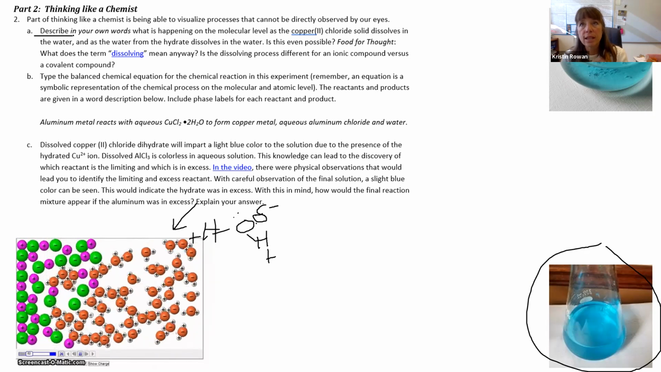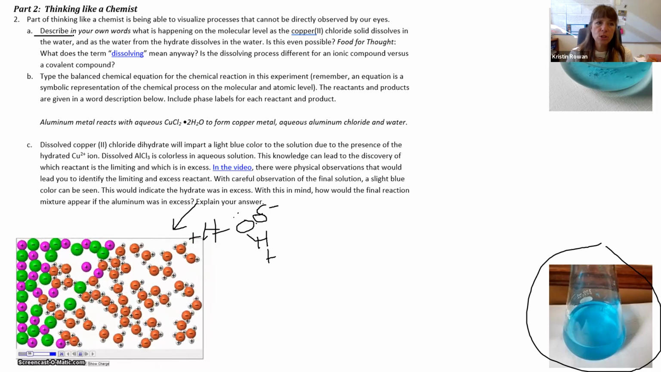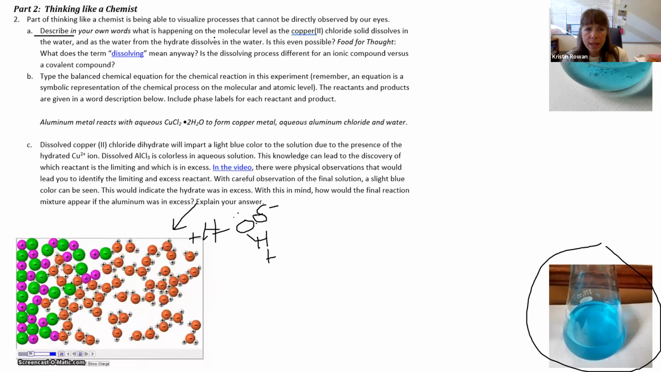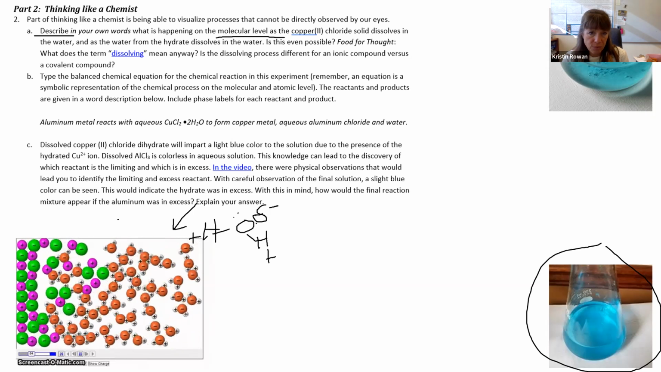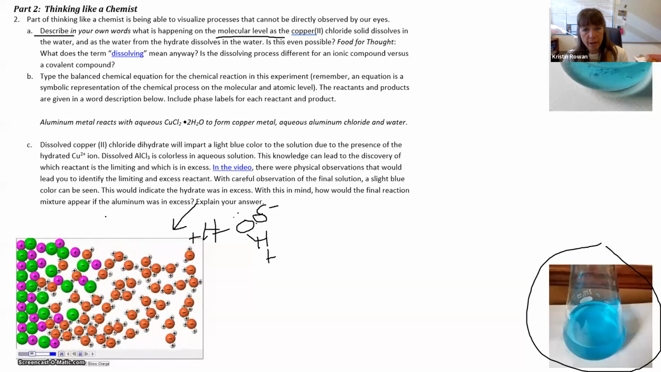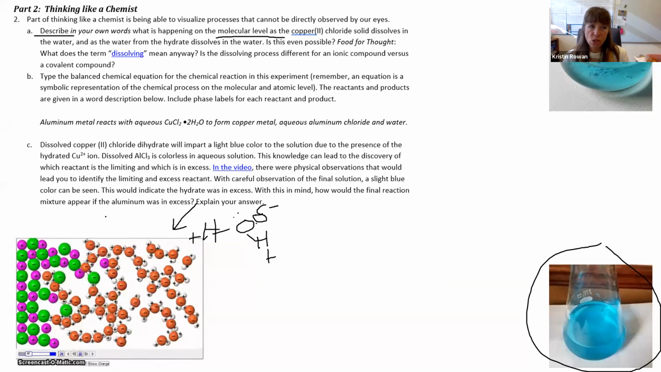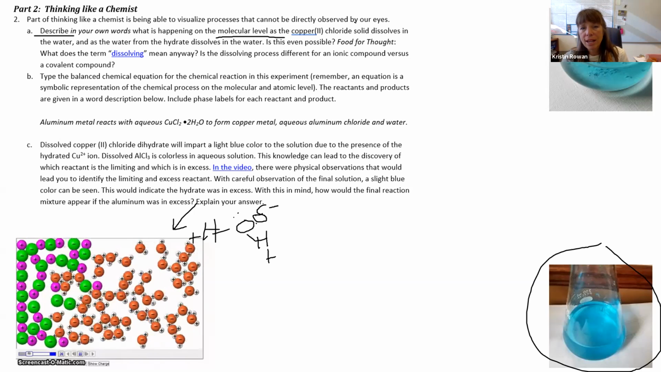It's supposed to try to elicit in you this thought of describing in your own words what is happening on the molecular level, like this GIF down here, as the copper(II) chloride solid dissolves in the water. Now, I kind of have a mistake there.